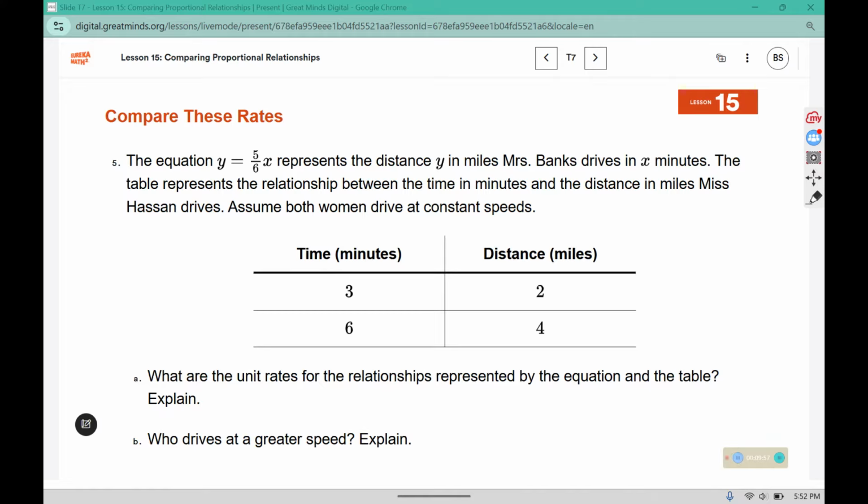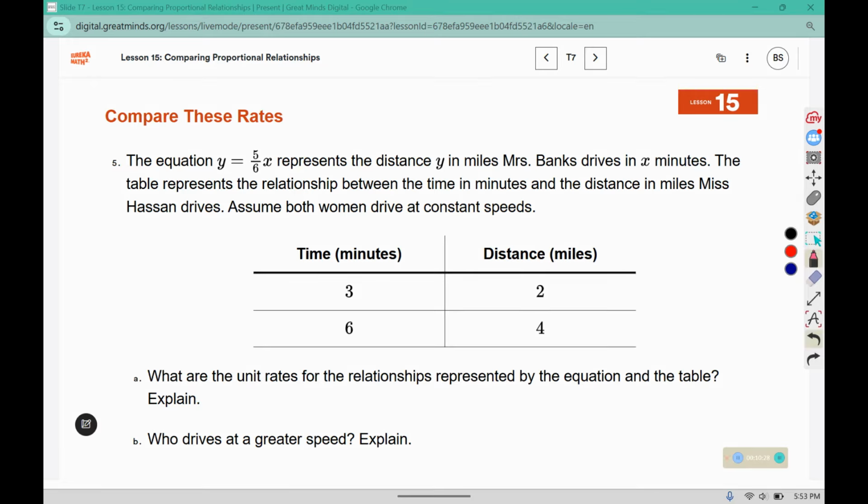The equation y equals 6x represents the distance y in miles Mrs. Banks drives in x minutes. The table represents the relationship between the time in minutes and the distance in miles Miss Hawson drives. Assume both women drive at constant speeds. What are the unit rates for the relationships represented by the equation and the table?